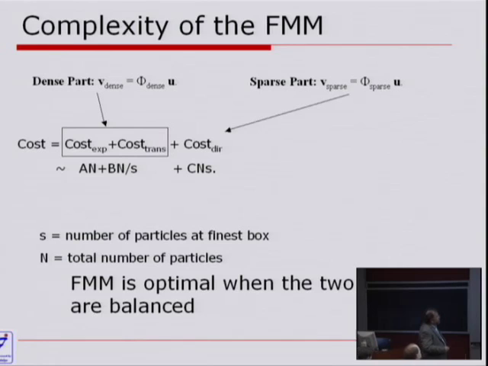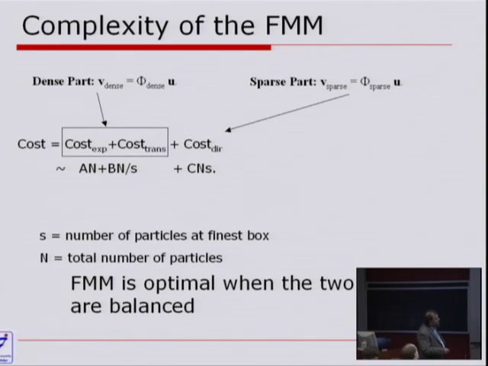So what is important now is the complexity of this fast multipole method. For the dense part, the cost is the sum of the cost of generation of expansions, which is proportional to the number of sources, and the cost of all translations, which is proportional to the number of boxes. If you have a total of N particles and S particles at the finest box, then this will be approximately B and A times some constants.